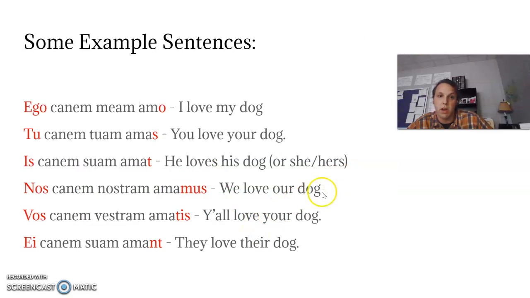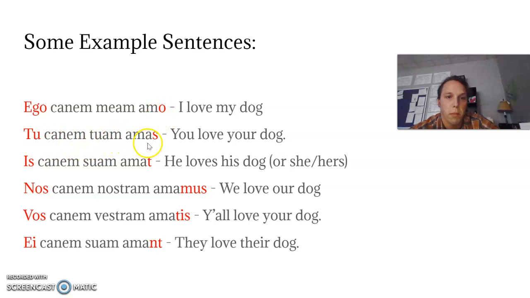So sometimes, whoops, I was about to get ahead of myself. So here's an example of what they look like in a sentence. I have colored the subject and the verb ending red, so they stick out. And you can see how they change depending on the subject. So if I say ego canem meam amo, that means I, my dog, love. I love my dog. Since I is the subject, amo ends with the letter O.